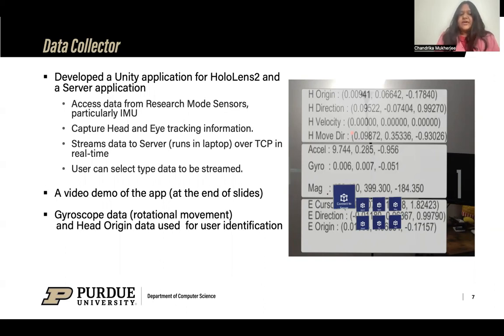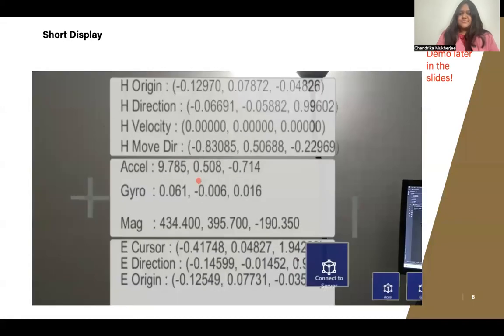To uniquely identify a user based on their head movement, I utilize the gyroscope data, which is the rotational movement data, and also the head origin data, which is the position of the head during any head movement. This data are separately used to train two separate SVM models, and later the performance of those models were compared with each other. This is a short demo of the HoloLens 2 sensor streaming application. Detailed demo is at the end.